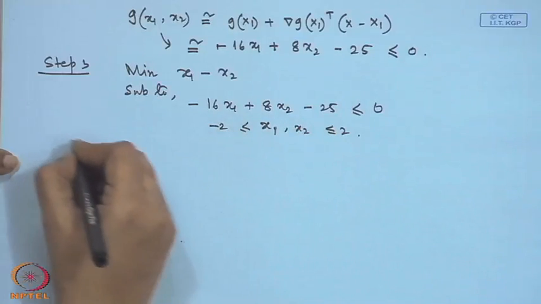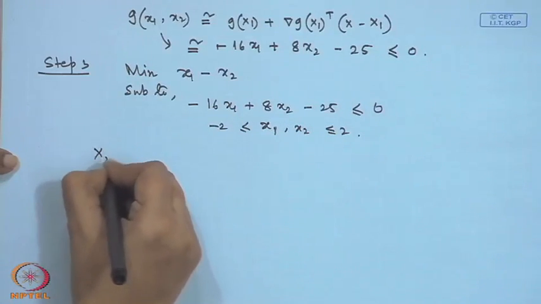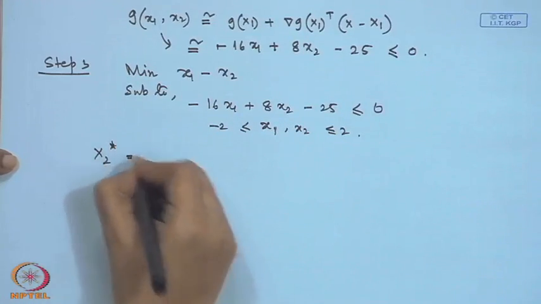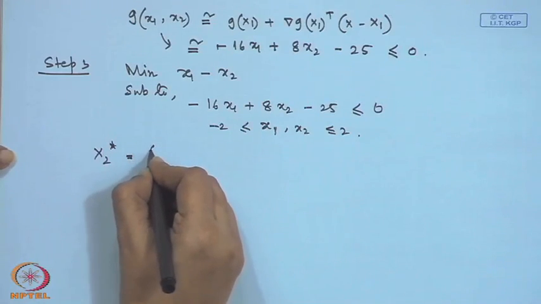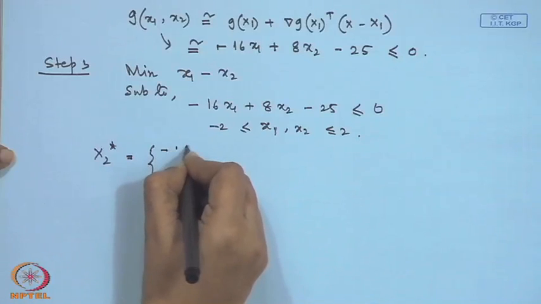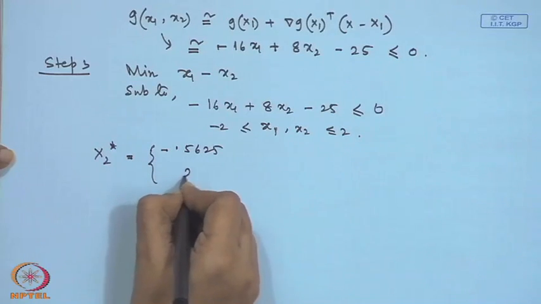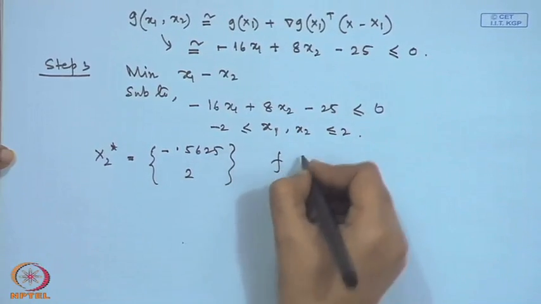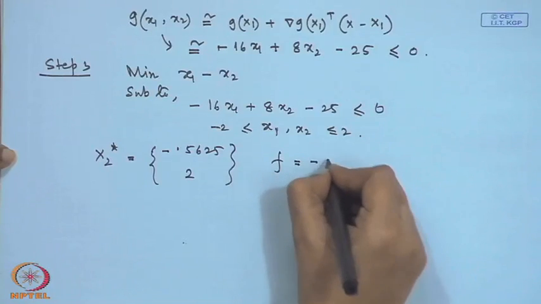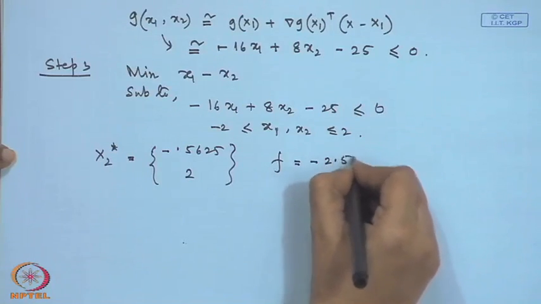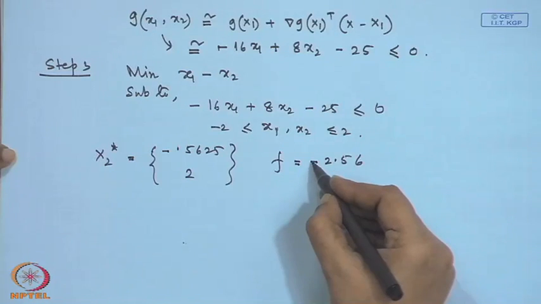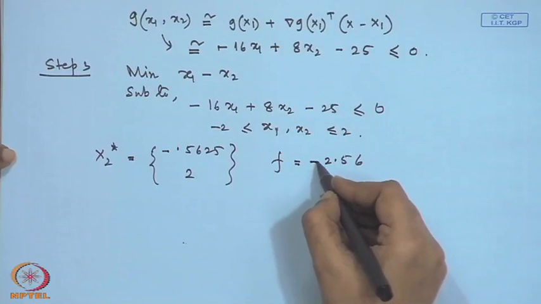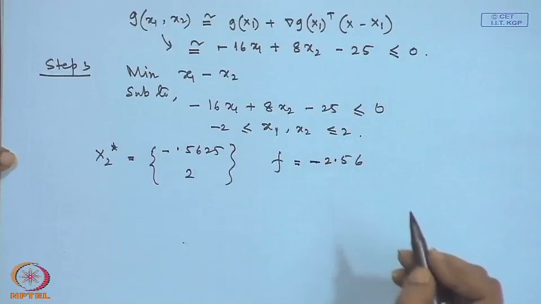Now, we will solve it, and once we solve it, we will get the next optimal solution x2* equal to (-0.5625, 2), where the functional value is -2.56. Previously it was -4, so in the next step we can see the functional value has decreased. That is why if we go further iteration, there is a chance the process will converge.